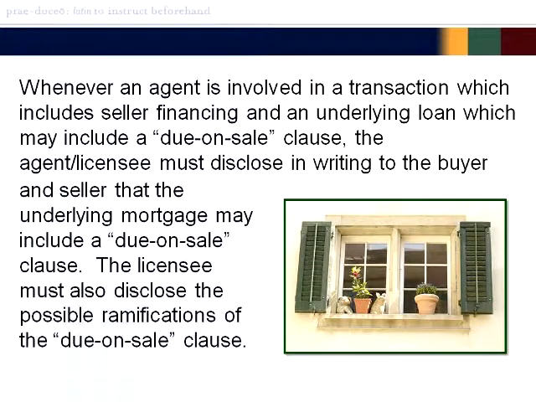Whenever an agent is involved in a transaction which includes seller financing and an underlying loan which may include a due on sale clause, the agent licensee must disclose in writing to the buyer and seller that the underlying mortgage may include a due on sale clause. The licensee must also disclose the possible ramifications of the due on sale clause.